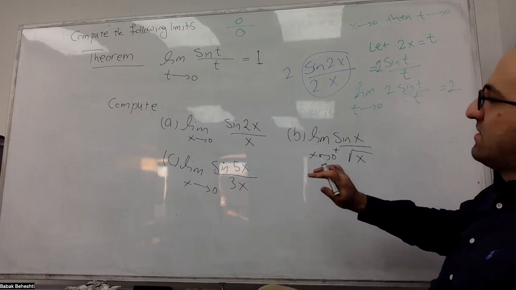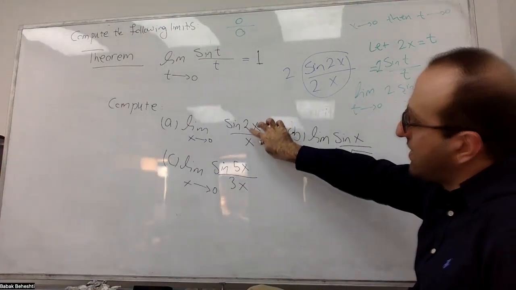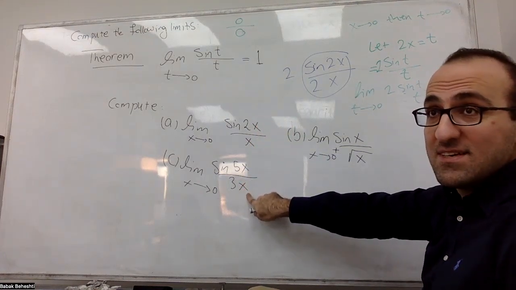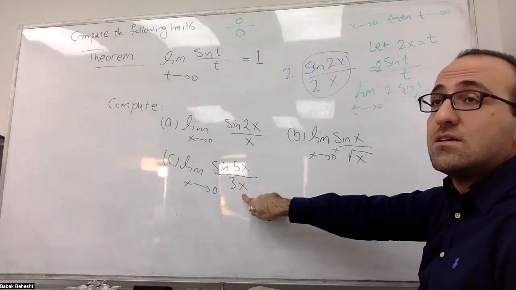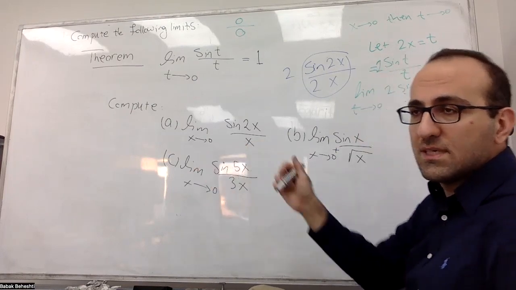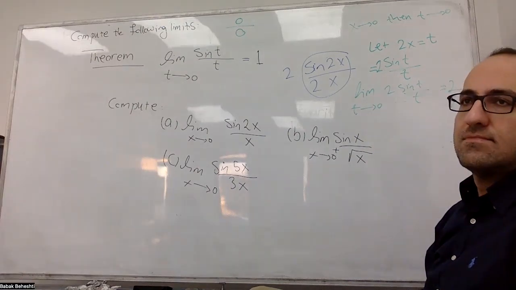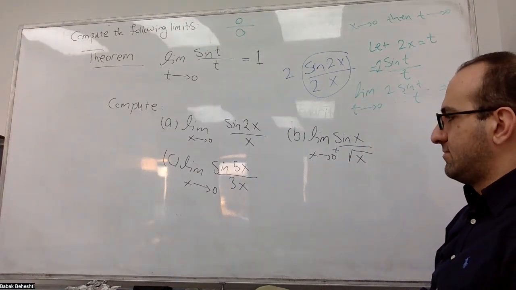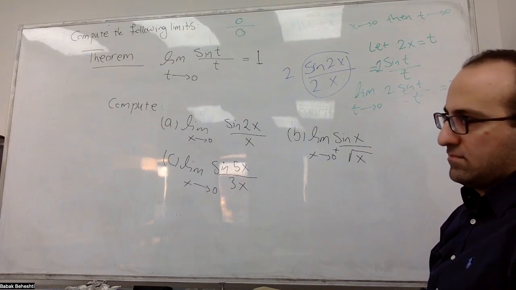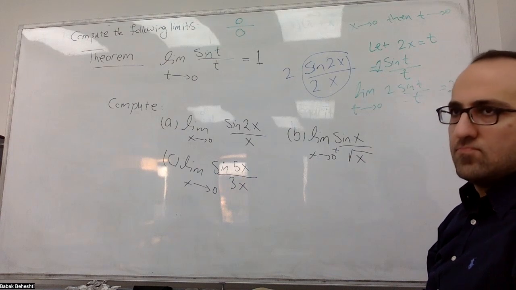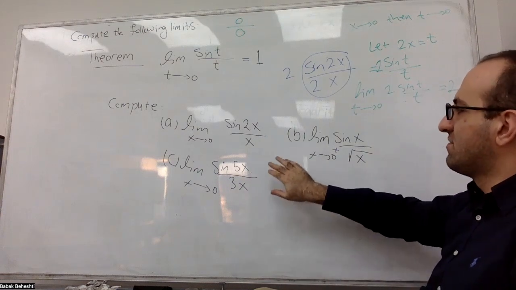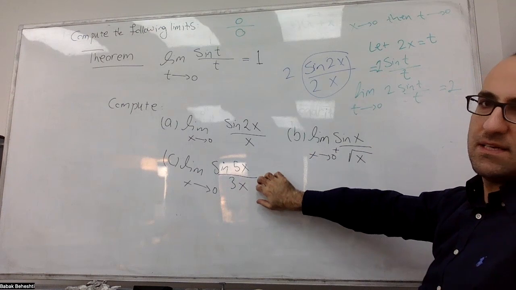Exactly. So we want something like sine of something over the same thing exactly, for example sine of 5x over 5x. But here you have 3x. That's fine. You can just multiply by 5 and 5. Now can you do part C and B? First do C, and then B.